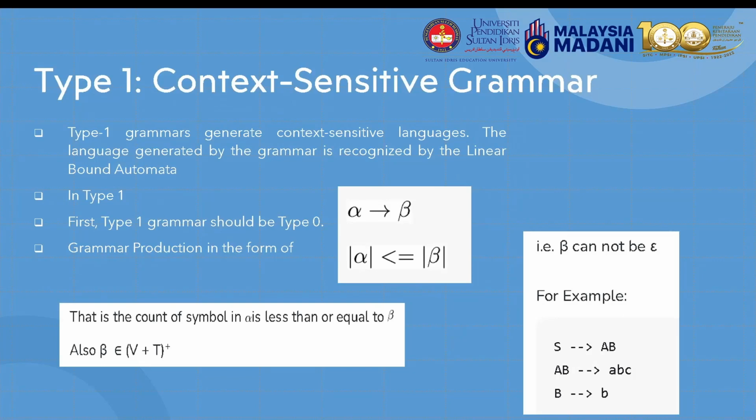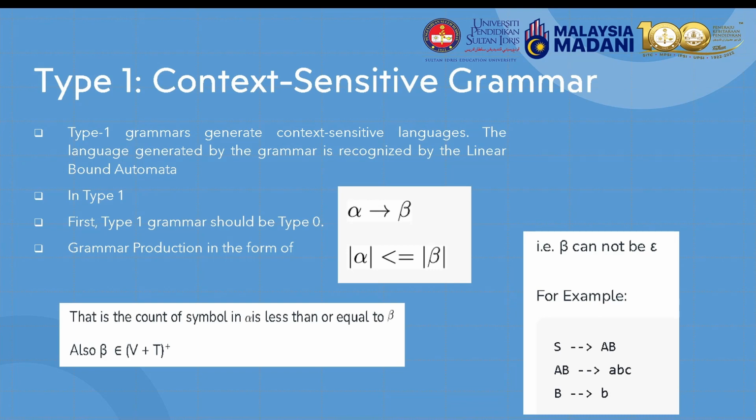Okay, and then we see type 1. Type 1 is context-sensitive grammar. It requires that the right side of the production rules has no fewer symbols than the left side. This generates the context-sensitive languages. The language generated by the grammar is recognized by the linear bounded automata.